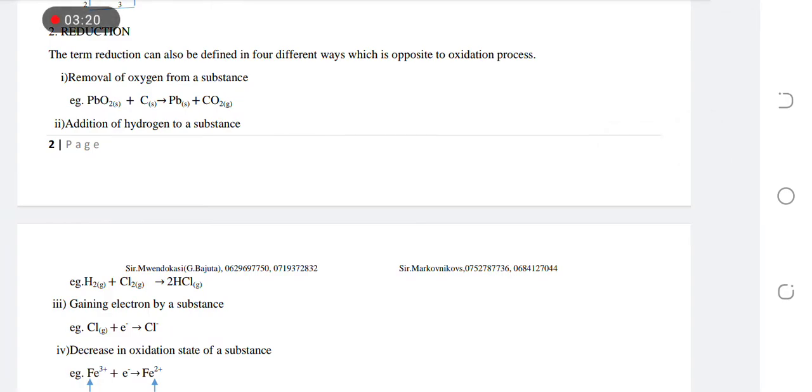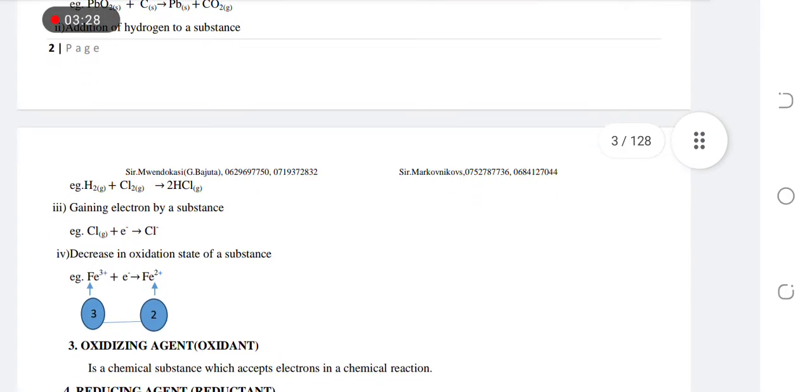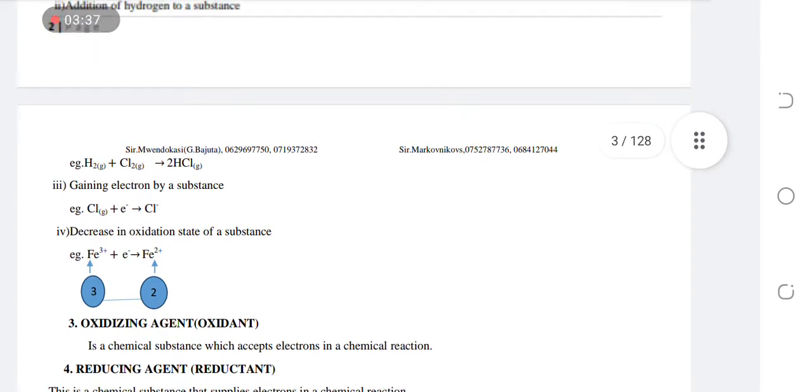Another, addition of hydrogen to a substance. That is another meaning of reduction. For example, reaction between hydrogen gas and chlorine gas to get hydrochloric acid. That is addition of hydrogen to a substance, and it is a reduction reaction.